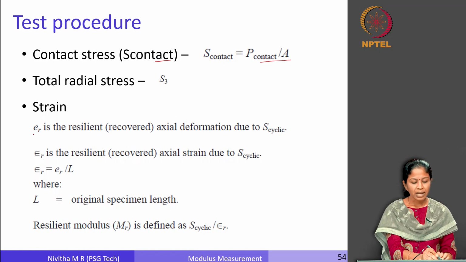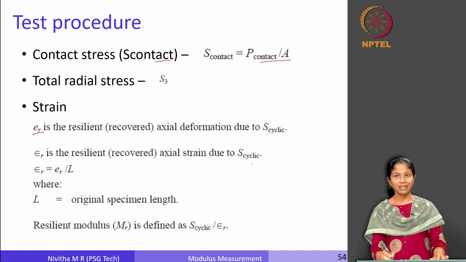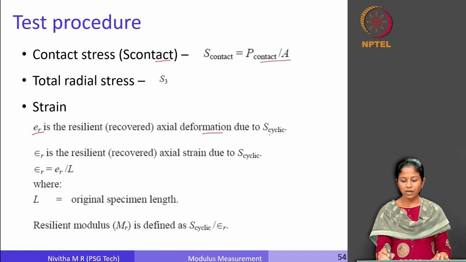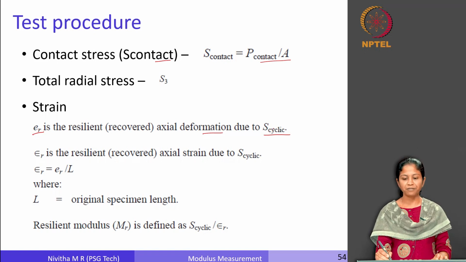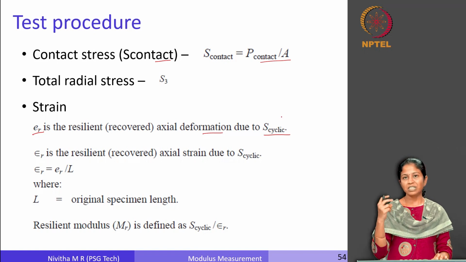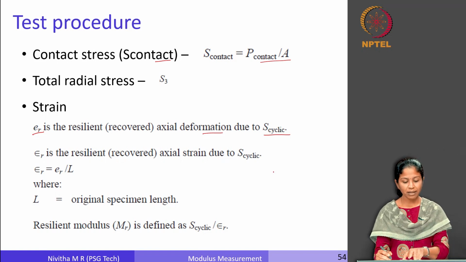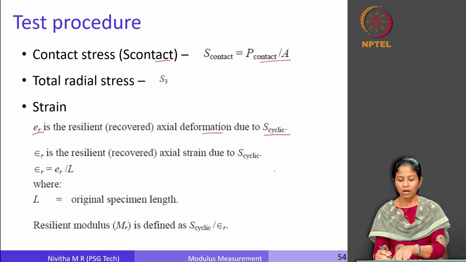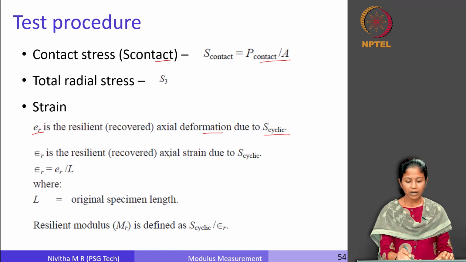And what is strain? ER is nothing but the recovered axial deformation, right, it is the deformation not the strain, axial deformation due to cyclic load, cyclic stress, right. We are converting stress to load to stress, and we are using the stress for definition. So, it is nothing but the stress over the contact stress. ER is the resilient axial deformation due to cyclic stress, and epsilon r is the resilient recovered axial strain due to cyclic stress.